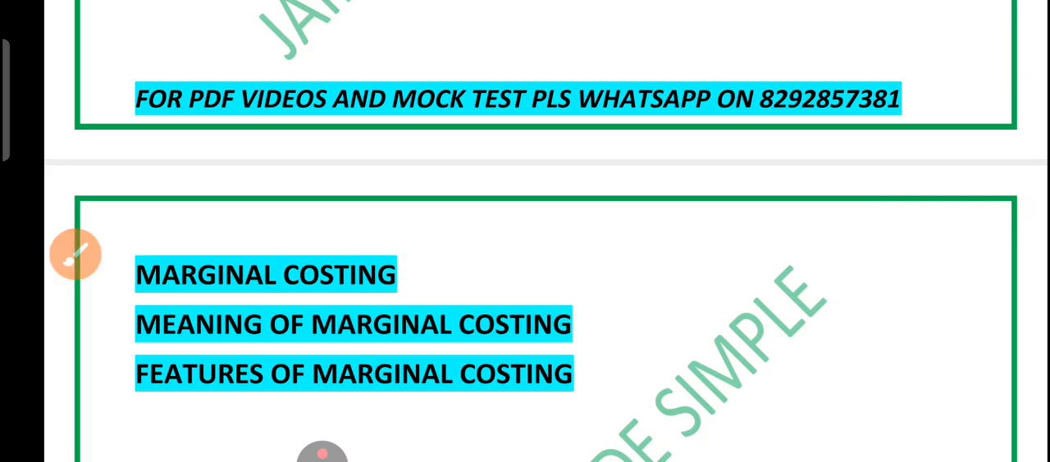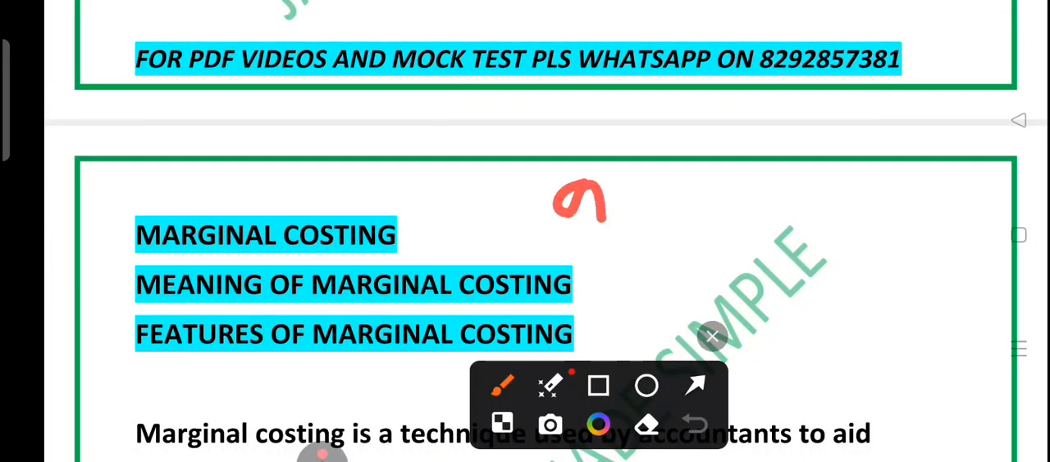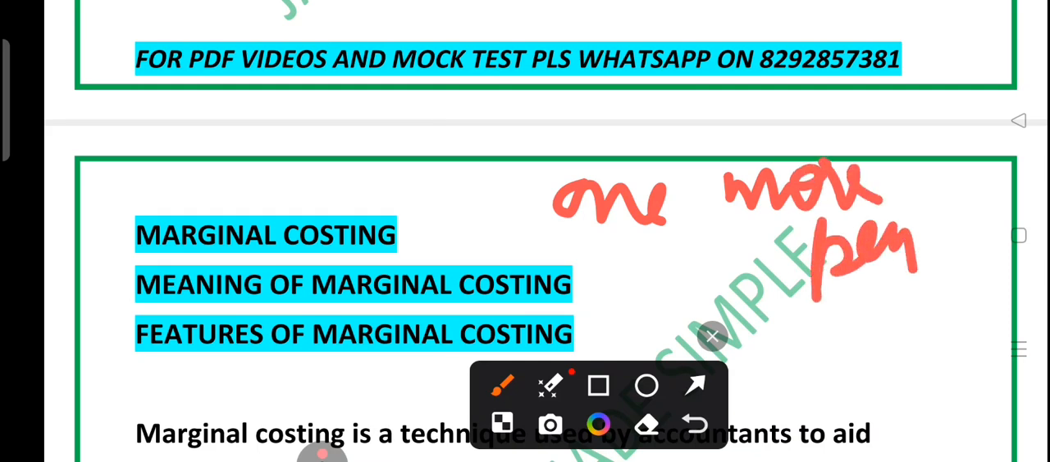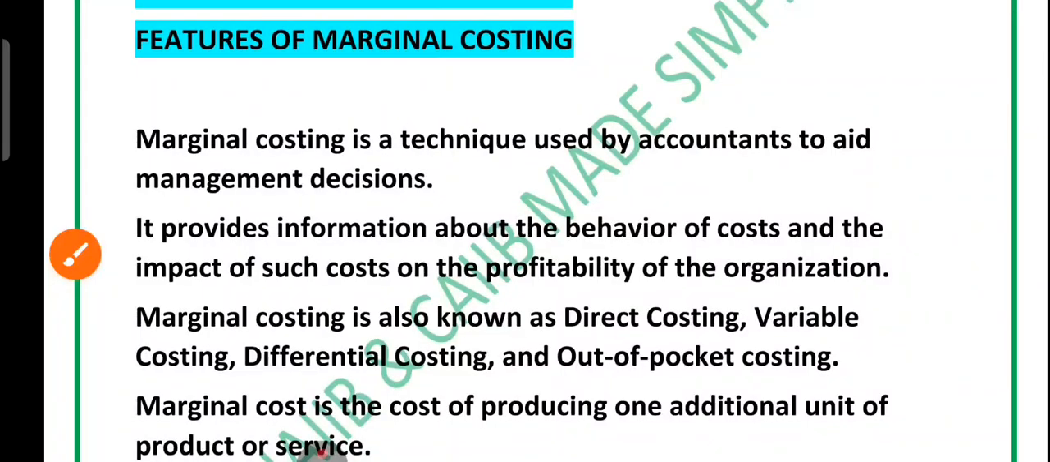So quick question. Suppose I ask you how much it costs to make one more pen, right? Can you answer this? How much does it cost you to make one more pen? Could you tell me? Today we will learn a simple idea that answers exactly that. Stick with me. This one idea can make management decisions a whole lot clearer.